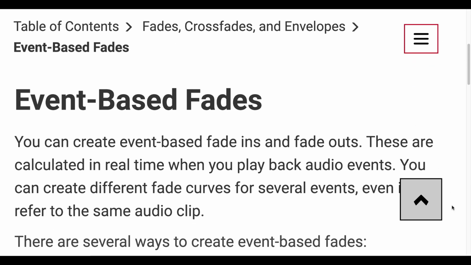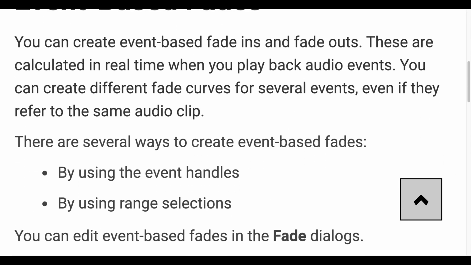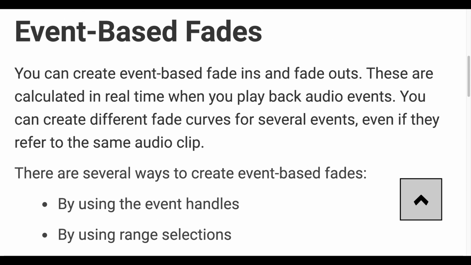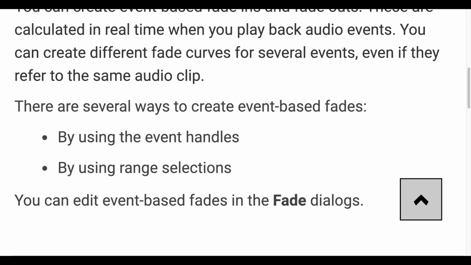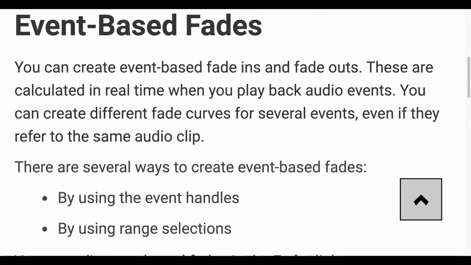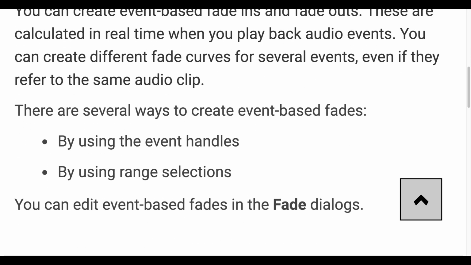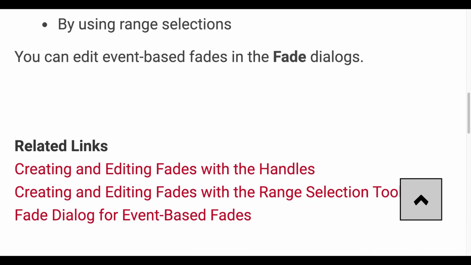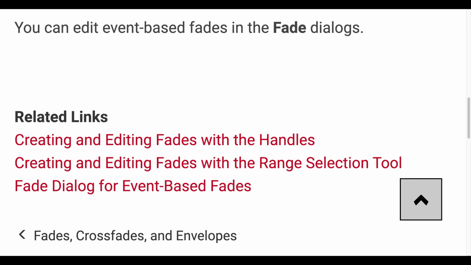Event-based fades. You can create event-based fade-ins and fade-outs. These are calculated in real time when you play back audio events. You can create different fade curves for several events, even if they refer to the same audio clip. There are several ways to create event-based fades. By using the event handles. By using range selections. You can edit event-based fades in the fade dialogs.